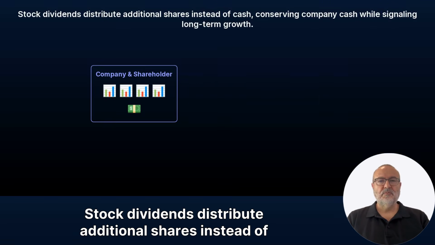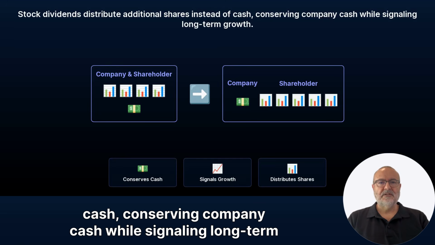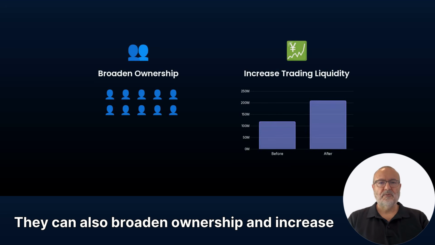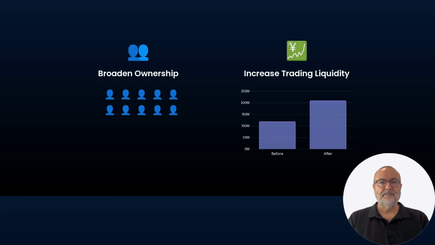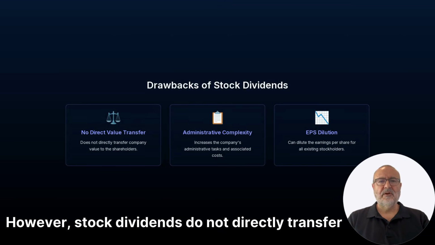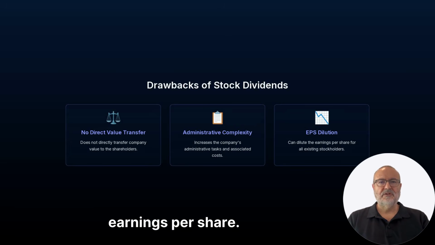Stock dividends distribute additional shares instead of cash, conserving company cash while signaling long-term growth. They can also broaden ownership and increase trading liquidity. However, stock dividends do not directly transfer value, increase administrative complexity, and can dilute earnings per share.